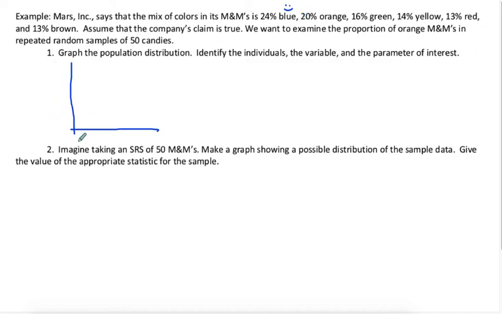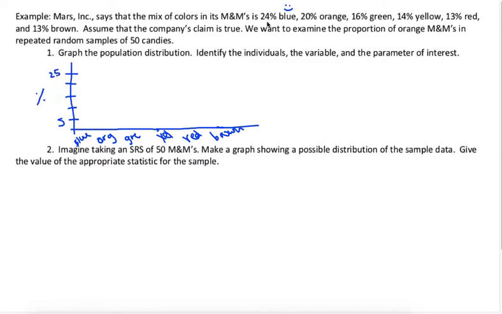So I have blue, I have orange, I'm giving myself more room there, green, I have yellow, I have red, and brown. All right, so when I look at that, I'm looking to go up to a max of 24, so maybe I'll count by fives. 5, 10, 15, 20, 25. And I'm counting by percents here.